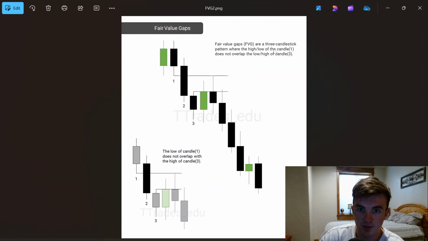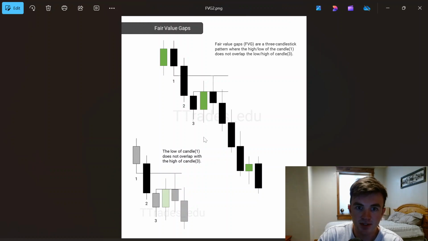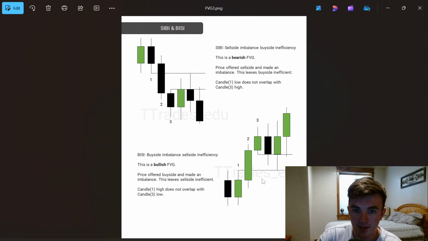A fair value gap forms when there's a three candlestick pattern where the low of the candle before and the high of the candle after form an empty area where there's just this candle body in between those two. And you can see it's denoted by these two lines. So then when price comes back into this area, it represents an entry point for you to go short. And the same is true for a bullish one.